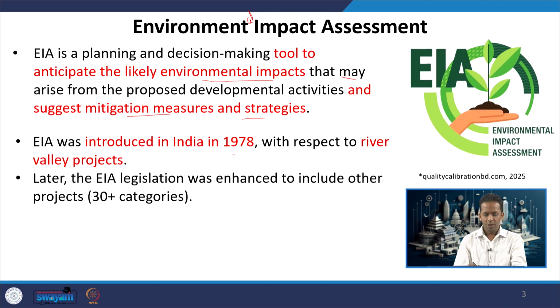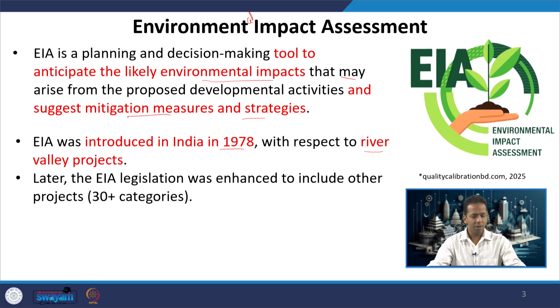It was introduced in India in 1978 with respect to river valley projects. River valley projects, as the name suggests, have to do with rivers and valleys. So, mainly projects like construction of dams or deviation of waters of rivers, so that we can use it for different purposes. For example, if we deviate the water of a river into a canal, we can use it for irrigation or agriculture. If we construct a reservoir or a dam to hold the water of a river, it can be used for hydropower generation.